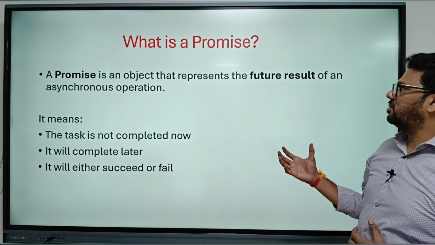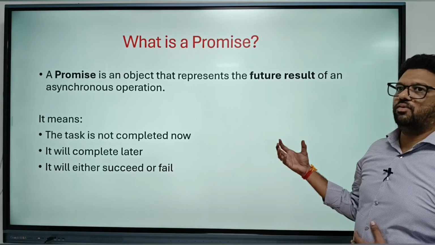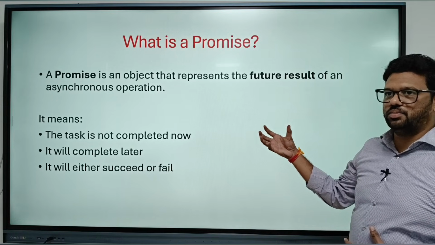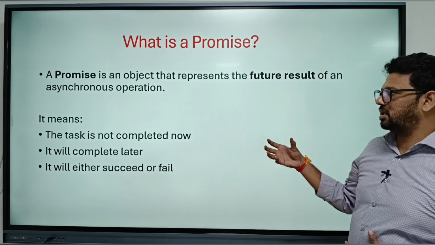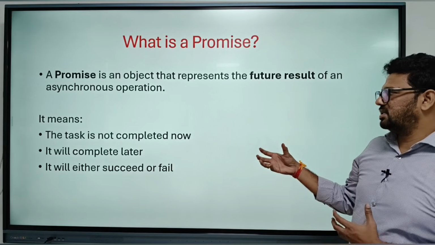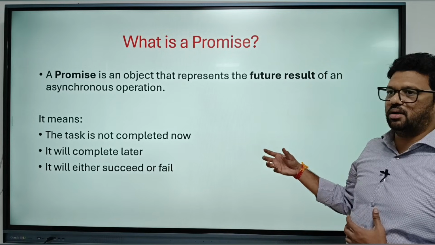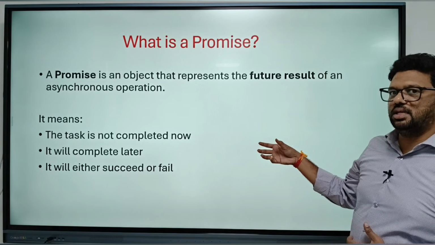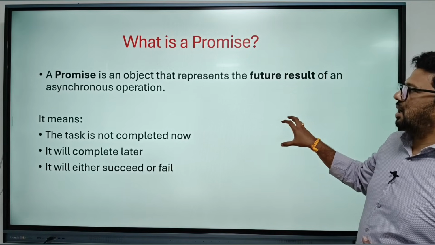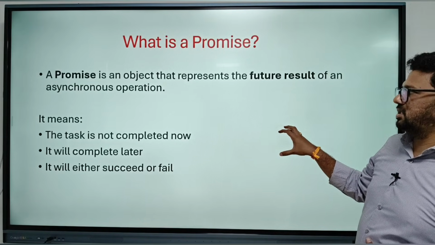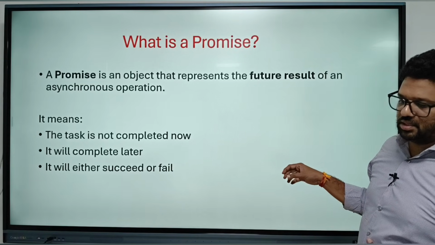A promise is an object that represents a future result of an asynchronous operation. We capture that object after finishing the task. That means if the task is not completed now, it will complete later, and it will either succeed or fail. In these three scenarios, we capture the promise object. Basically, it's an object that represents the future result of an asynchronous operation.